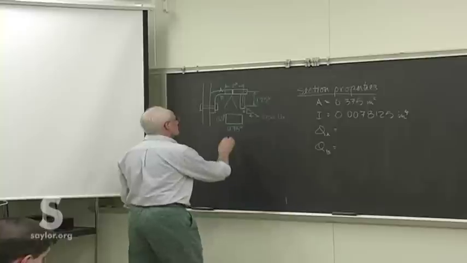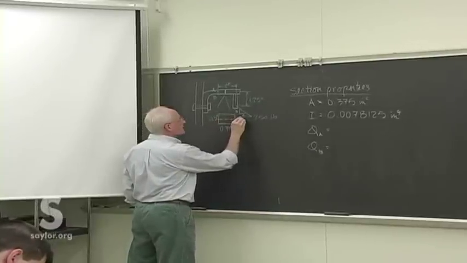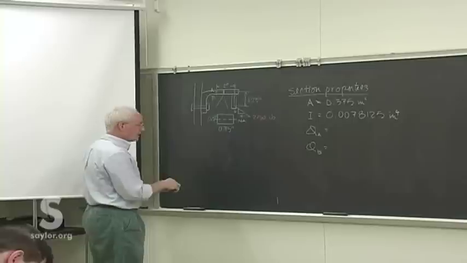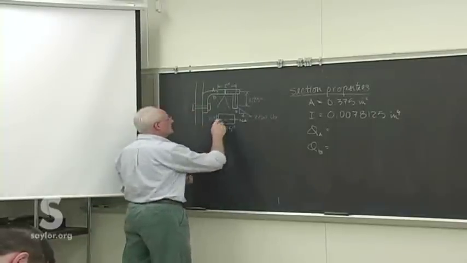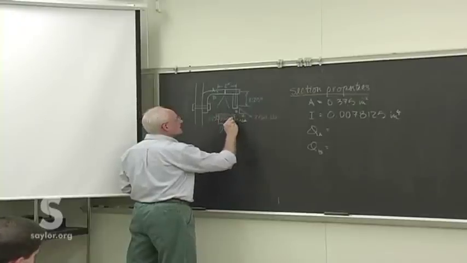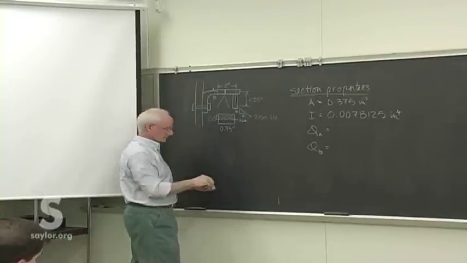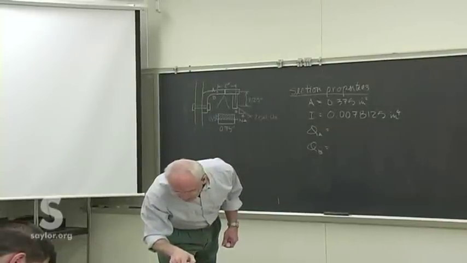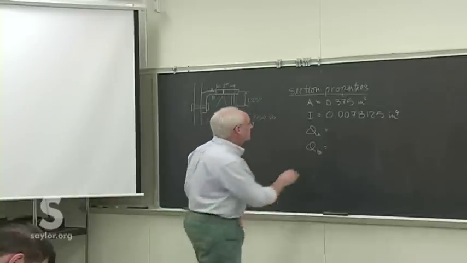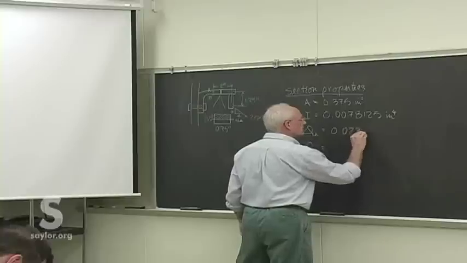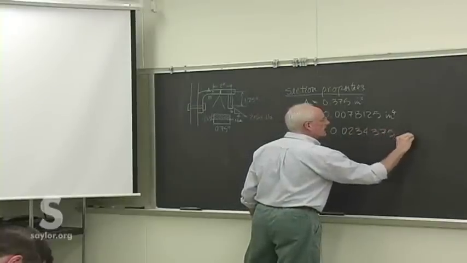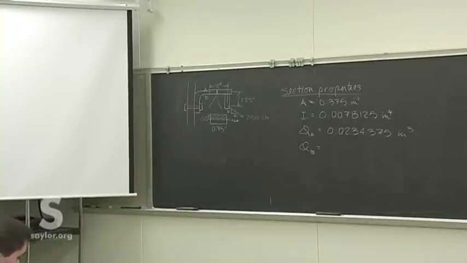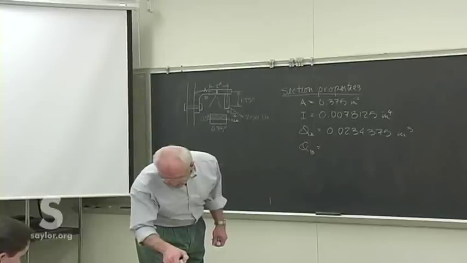Now, if you look at the cross section, the neutral axis, of course, is right through the center. And so the Q for point A, which is right in the middle, is this entire area above there. And you calculate this and double check it. Remember, it's just Y bar A is 0.234375. We'll carry a lot of significant figures through till the end, just because some of these numbers are very, very small, but you need some of the detail until the end.